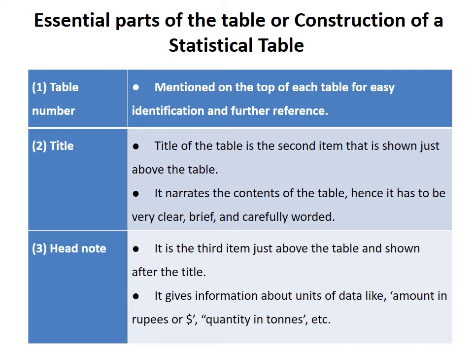The next component is the title. The title of the table is the second item, shown just above the table, or just below the table number. We should write the title of the table. The title of the table explains what the contents of the table are. It narrates the content of the table. Hence, it has to be very clear, brief, and carefully worded. By using some precise words, we should write the title of the table.